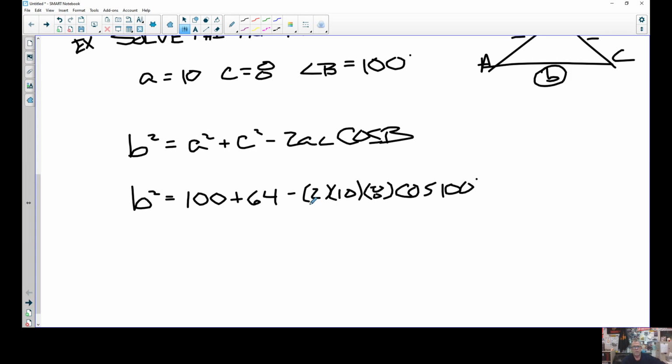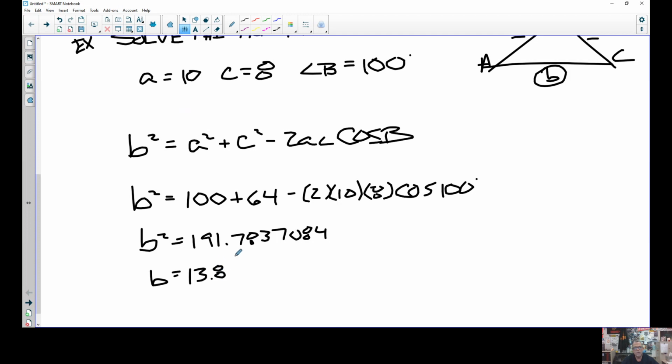And I get that, let's see, b squared. Let's write this down so you can see what I got. B squared equals 191.837084. And I took the square root of it to find b. And to the nearest tenth, that would be 13.8.